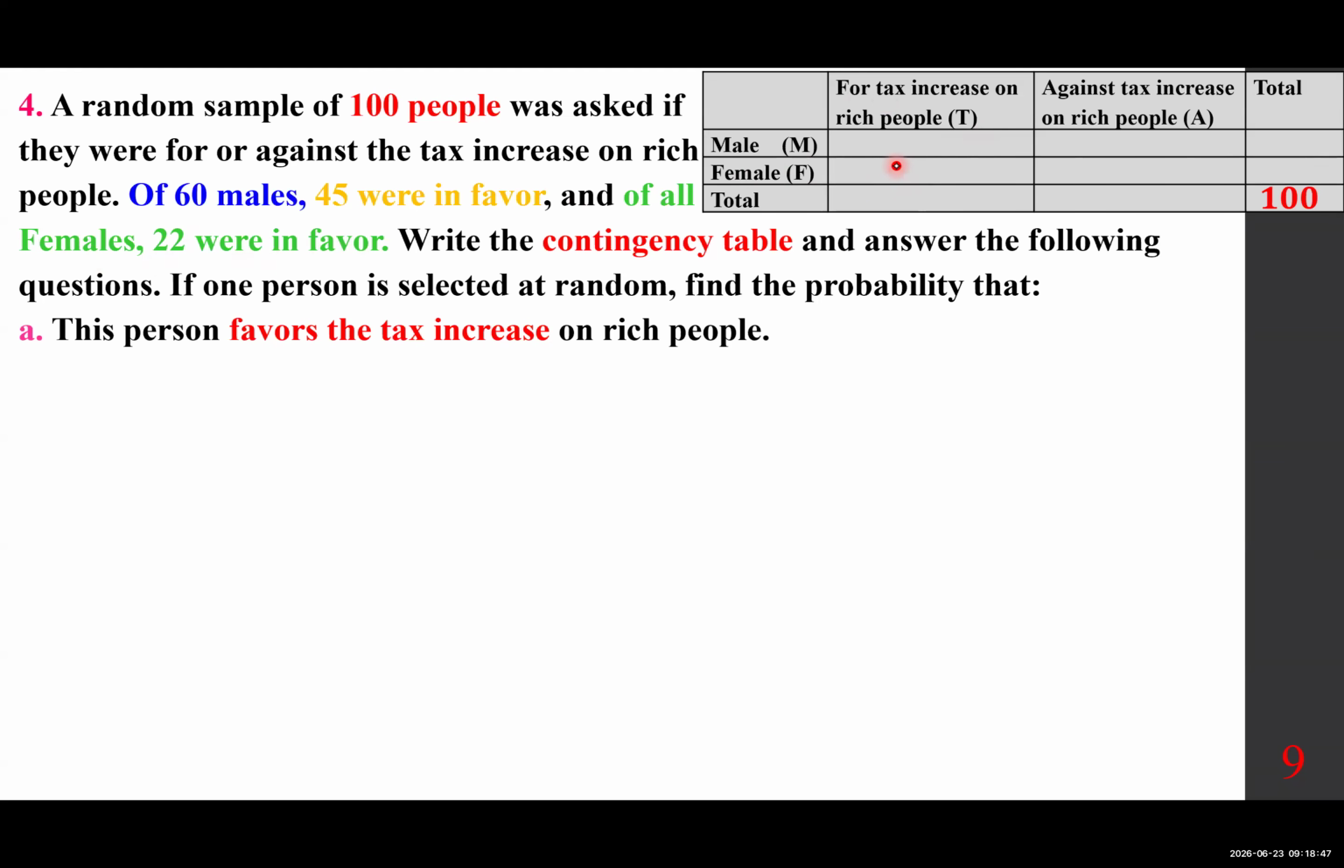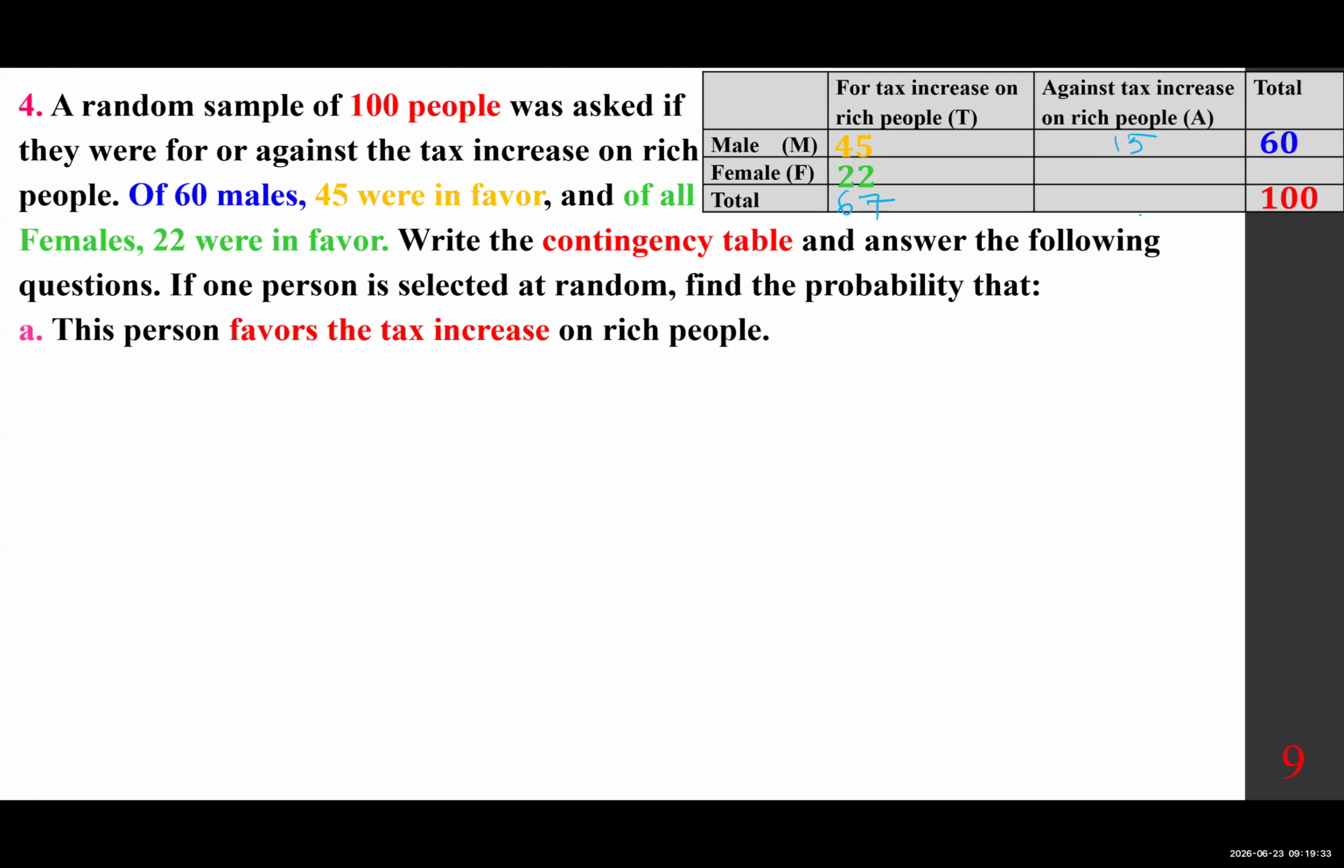So this is 100. 60. 45 goes here. 22. What about the rest? We can easily figure them out. I hope you see that these two add up to 67 here. These two, 45 plus what? 15. In other words, 60 minus 45. Okay. And when you have those, so let me write those and then I'm going to erase them. So over here, 67. Over here, 15.